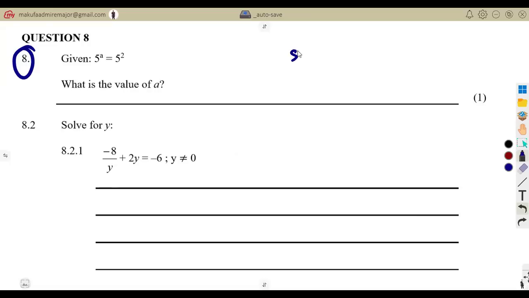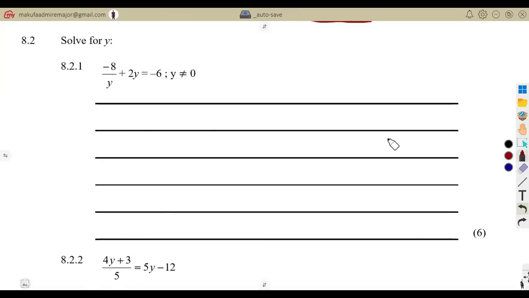All right. On question 8.1, given 5 to the exponent of a is equal to 5 to the x, the bases are the same. So automatically, the exponents will be the same. That was a direct equation.